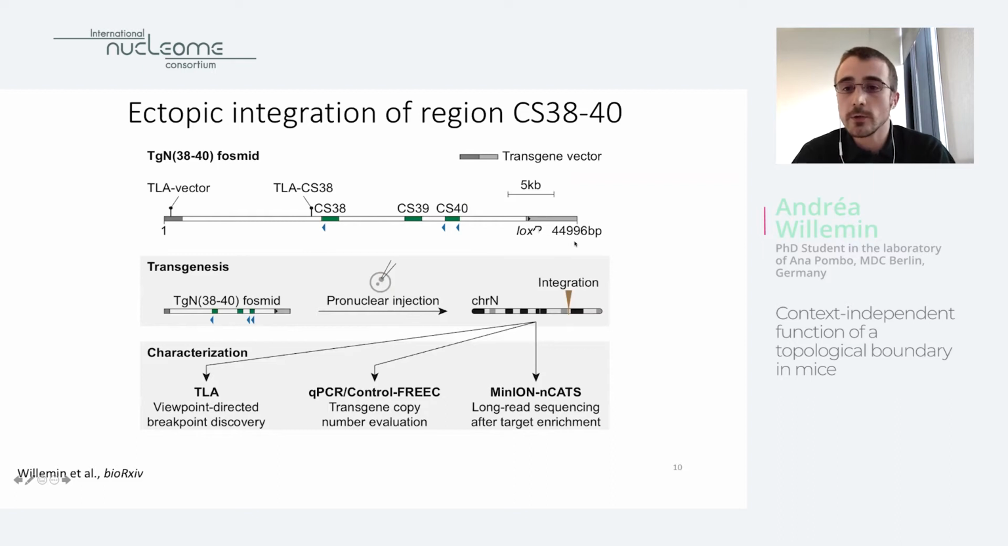In order to answer this question, we generated a construct of 45 kb called TgN 3840, comprising the entire region, and performed random transgenesis by pronuclear injection. Subsequently, because we absolutely needed to know what happened at the level of the integration, we characterized the resulting transgenic line extensively using various approaches, which I will go through today.